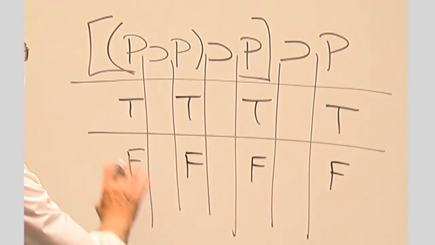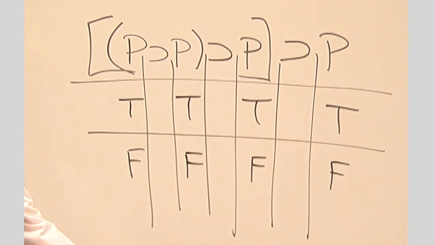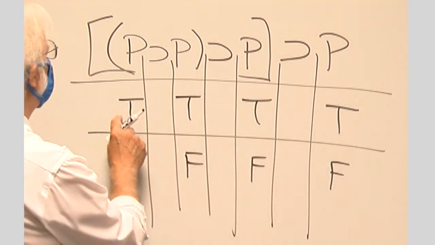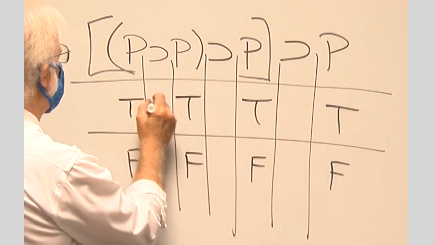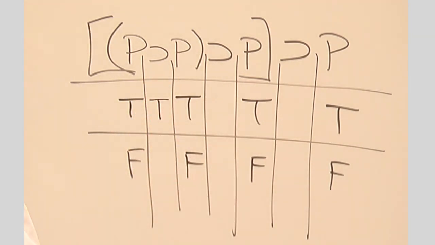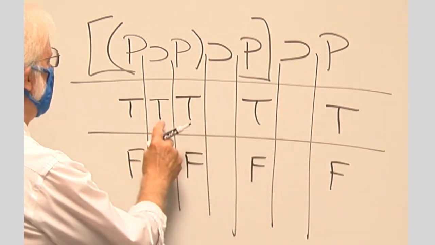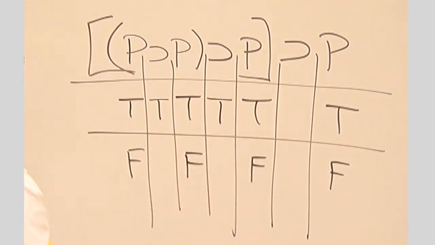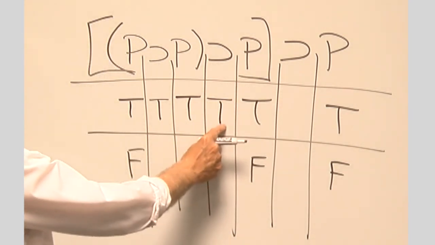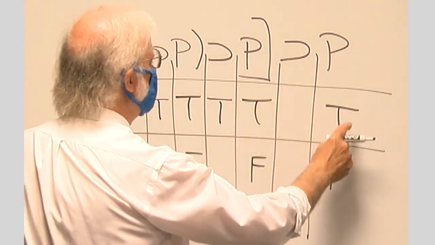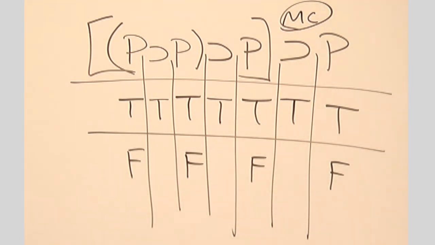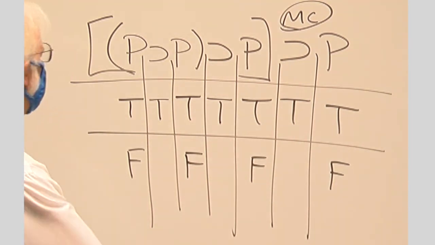Now let's concentrate on the first row. Go inside of the innermost set of fences. True horseshoe true will make that horseshoe true. Then we take that value and this value. True horseshoe true again makes the horseshoe true. We take that value we just got here. True horseshoe true will make the main connective here true. Boom. That was easy. Let's go to the second row though.